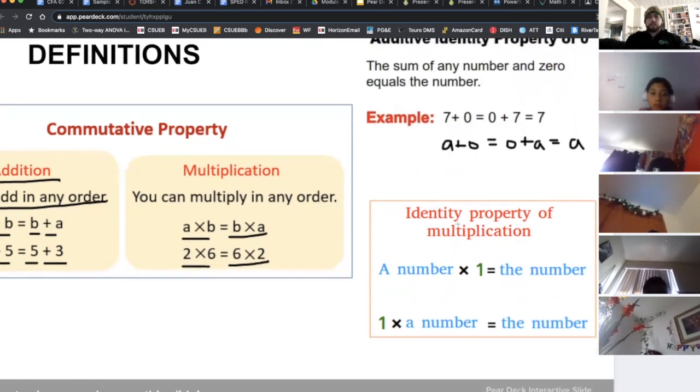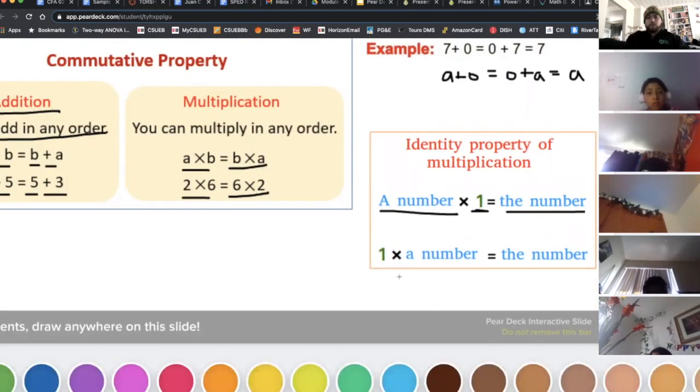And the last one is the identity property of multiplication. It means you take any number, you multiply by one, and you get the number itself. So 1 times a number equals the number. I've used this in the past before. An example: I said 1 times blob equals blob, right? Or 1 times milk equals milk, right? 1 times anything equals anything.